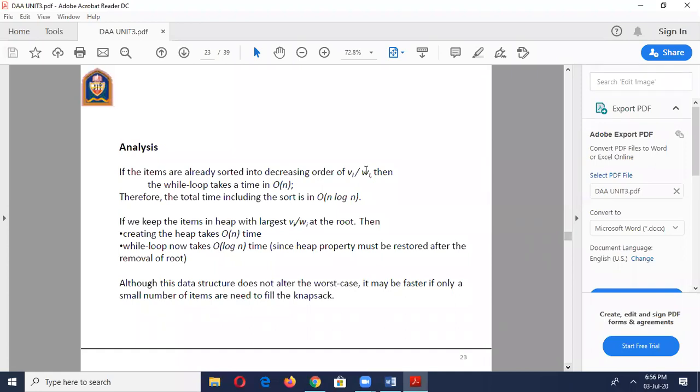So by analyzing this, if the items are already sorted in decreasing order of vi divided by wi, then the while loop takes time O(n). Therefore, the total time including the sort is O(n log n).